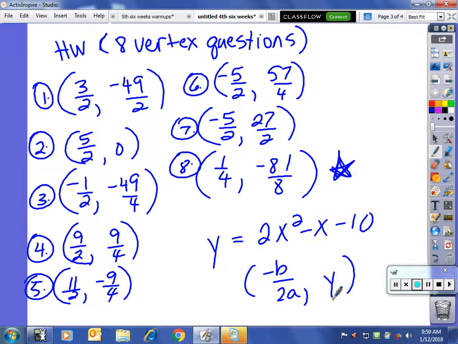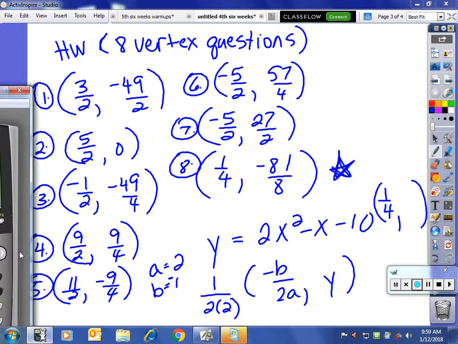Okay, so that part's not hard to do. A is a 2 in this problem, b is a negative 1, so what's the opposite of b? Positive 1 over 2 times 2. So my x value that I'm supposed to use for number 8 was 1/4.